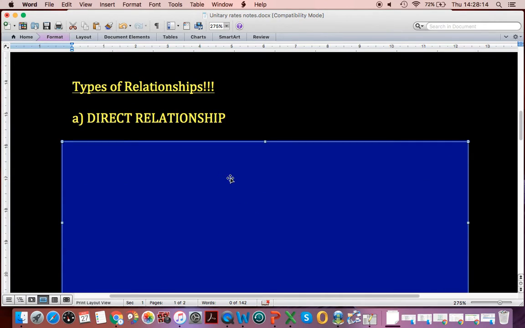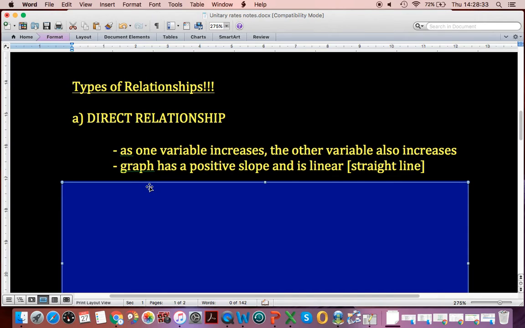Now, I don't really have it drawn out here. At some point I'll scribble it. But if I had a graph, so just imagine I have a y-axis like this, an x-axis like this, and the line goes up to the right, that is called a direct relationship. That means as one variable increases, the other variable also increases. So it has to be a straight line graph and it will have a positive slope.